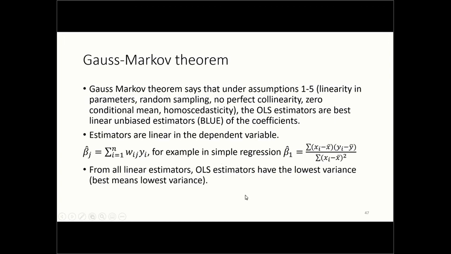Again, the Gauss Markov theorem says that under these 5 assumptions, the reason why we have these 5 assumptions is because they give very desirable properties of the OLS estimators. And this desirable property is that they're BLUE, best linear unbiased estimators.